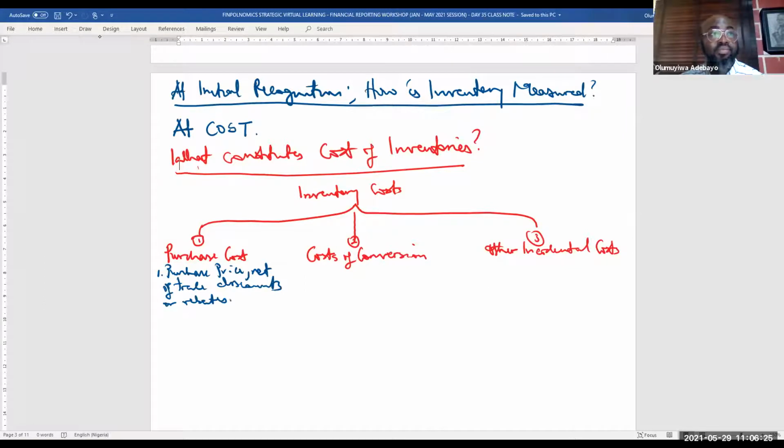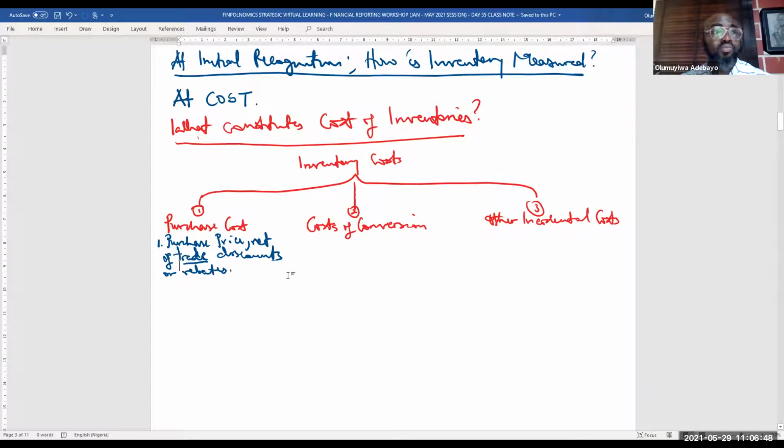Now, the word trade discount distinguishes it from any other form of discounts. We have two common types of discounts, trade discount and cash discount. Who can tell me the difference between the two? Trade discount and cash discount. What's the difference?